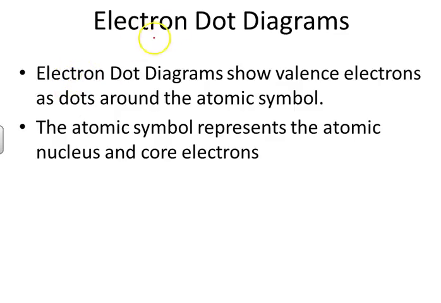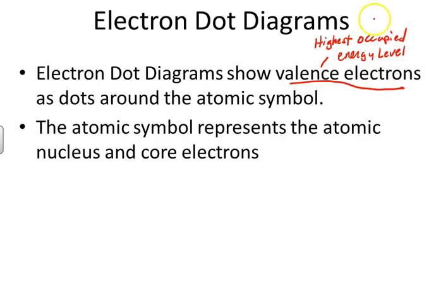Our last stage in this is determining electron dot diagrams. Electron dot diagrams show valence electrons as dots around an atomic symbol. First of all, a valence electron. These are electrons that are in the highest occupied energy level. The HOEL. Okay. The atomic symbol represents the atomic nucleus and the core electrons, whereas dots represent the valence electrons.